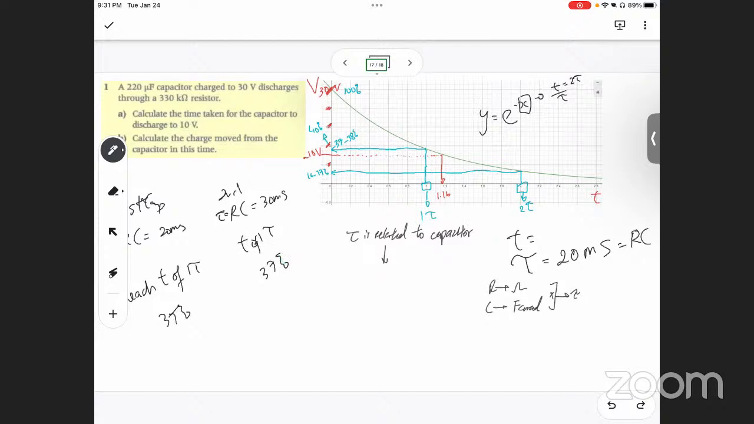So if the first capacitor, I charge or discharge it for 20 milliseconds, it will always be this magic number. For the second capacitor, although the number seems different, 30 milliseconds, it's 1 tau, the magic number again.